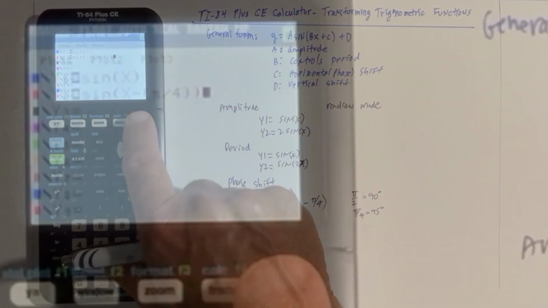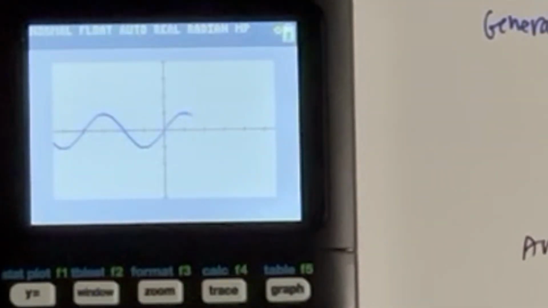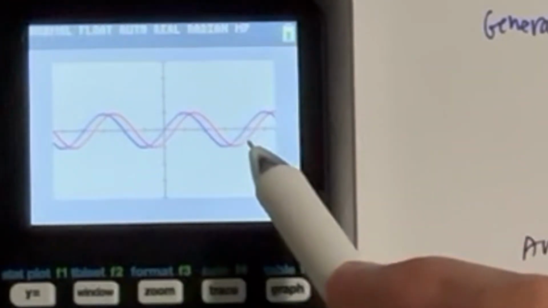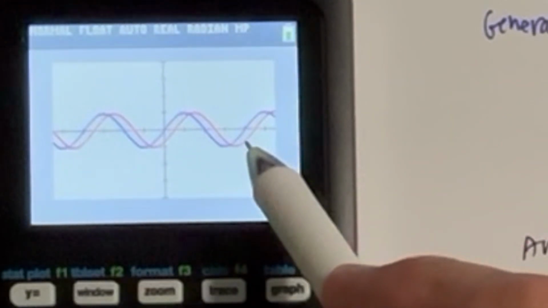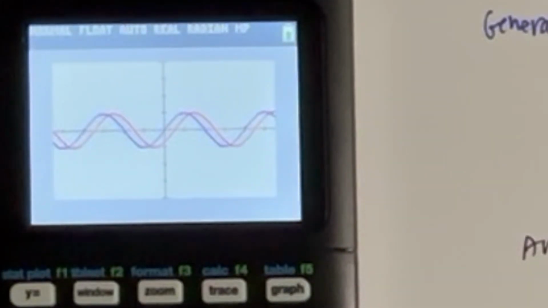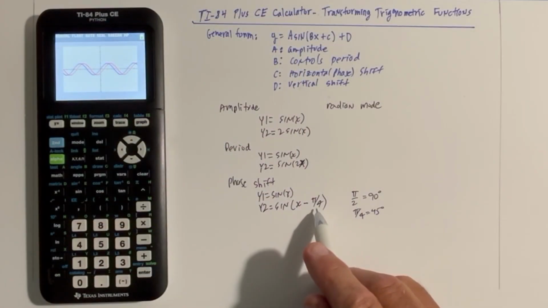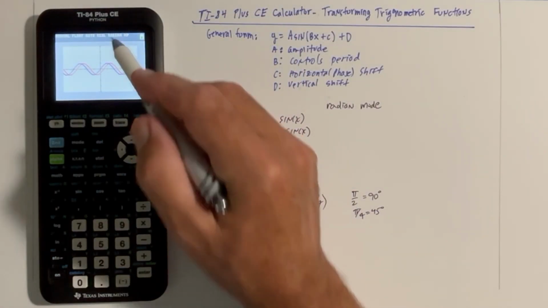All right, now let's graph that. Okay, there's our sine function in blue. Now here is the phase shifted. You can see it shifted by 45 degrees in the red. And so that's all it did. It moved everything over essentially to the right. The negative phase shift moved everything over to the right. So that gives us a phase shift of 45 degrees, or pi over 4 radians, since we are in the radian mode.